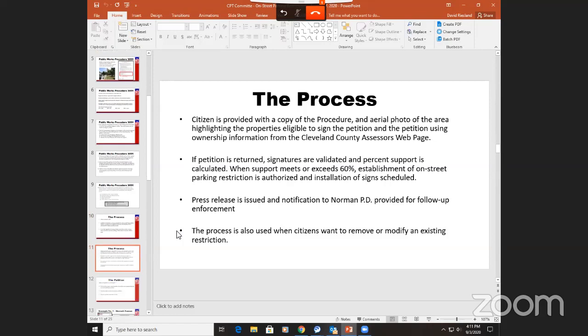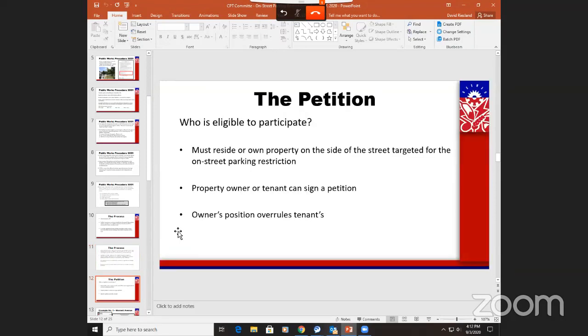If the petition is returned, signatures are validated and percent support is calculated to meet or exceed that 60% criteria. We establish the parking restriction and install the signs appropriately. We issue a press release and notify Norman Police Department for follow-up enforcement of that new parking restriction. And this process can also be used if a citizen wants to remove or modify an existing restriction.